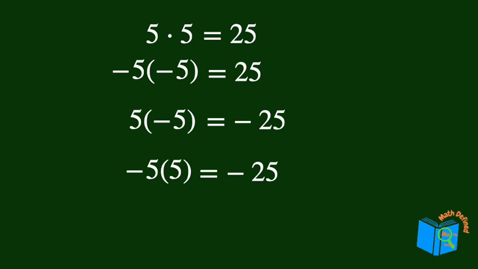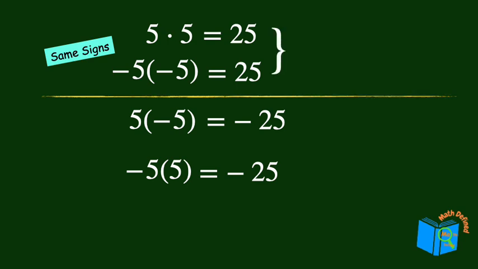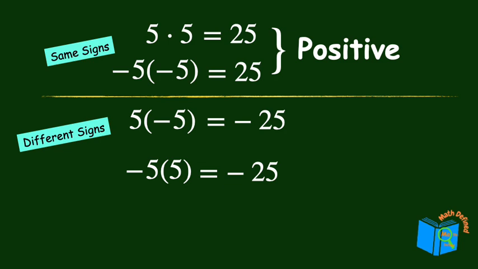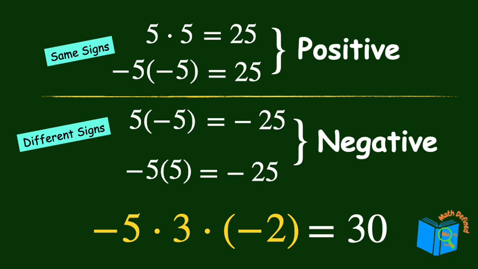Let's just take a moment to review what we've learned today. When multiplying integers with the same signs, the answer will always be positive. When multiplying integers with different signs, the answer will always be negative. And when multiplying more than two integers, just keep multiplying from left to right, remembering that negatives can cancel each other out. These rules will help you master multiplying integers no matter how tricky they might seem.